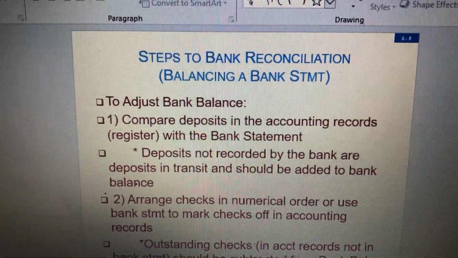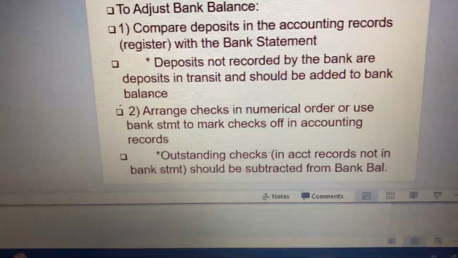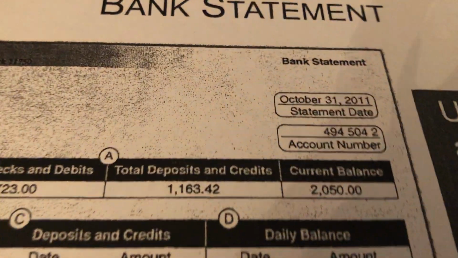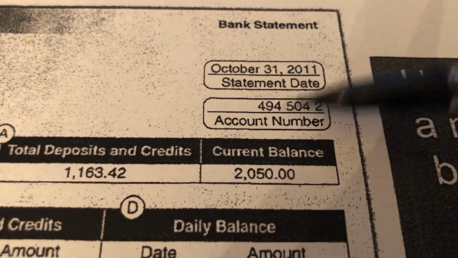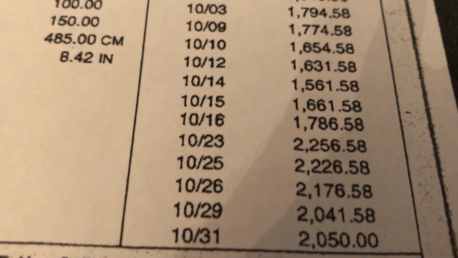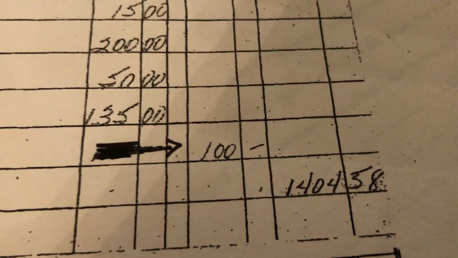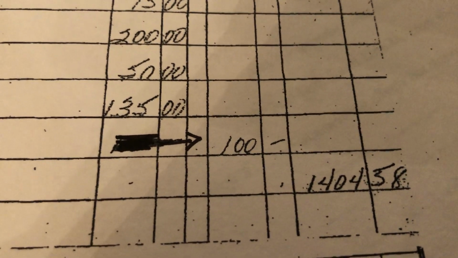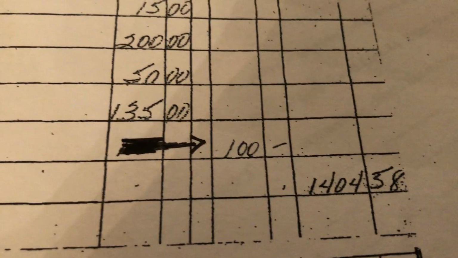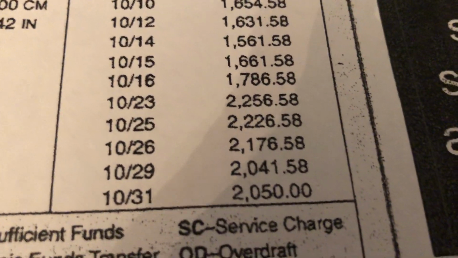Now, we want to start with the bank balance, okay? So that's going to be your bank statement here, this one. And if you notice, the bank balance currently shows $2,050, and then down at the bottom it shows $2,050. Now, on your check register, you're showing $1,404. So does that mean that you have $600 that you can spend? No, it doesn't. Okay, somewhere between this number, $1,404, and $2,050 is what you actually have in the bank.